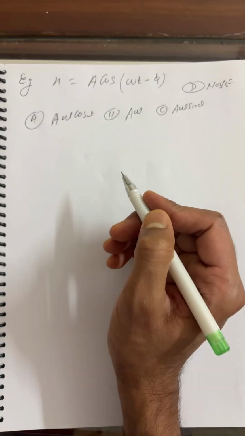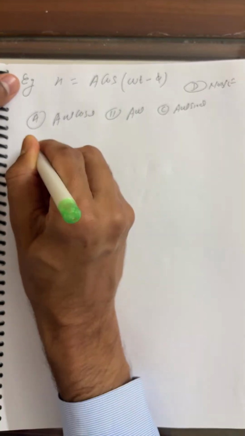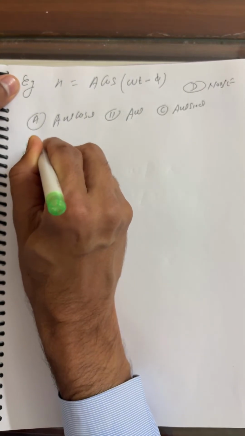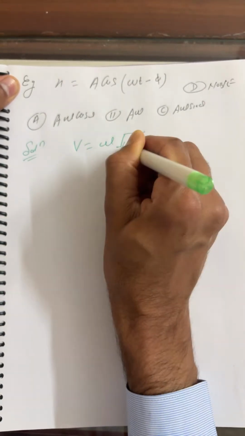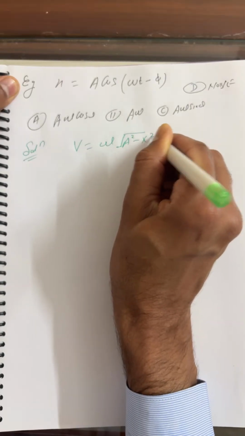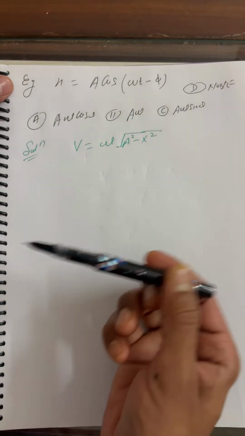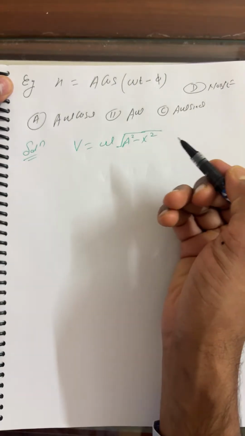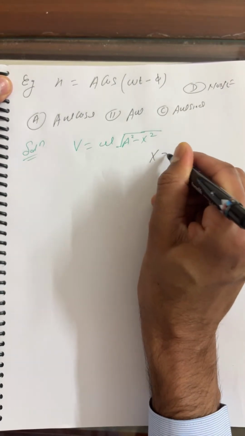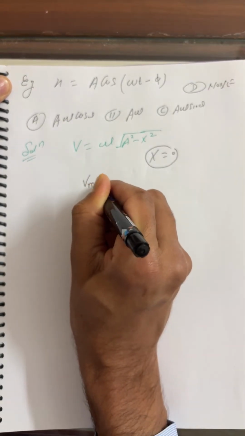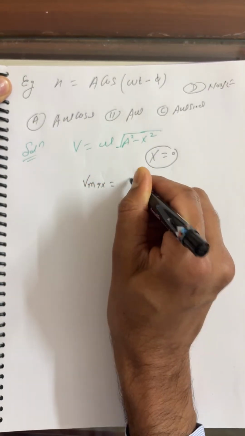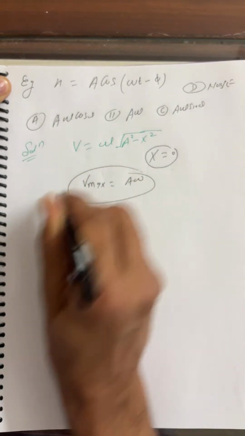So I can apply this concept; this is the solution for this question. v equals omega root of A square minus x square. For maximum velocity, simply think the particle is at the mean position, so x equals 0. So what you will get for maximum velocity is nothing but A omega. Which option is correct?